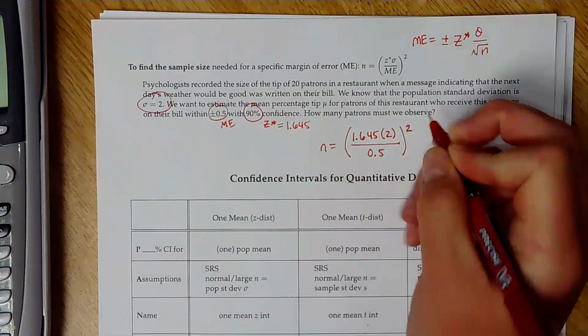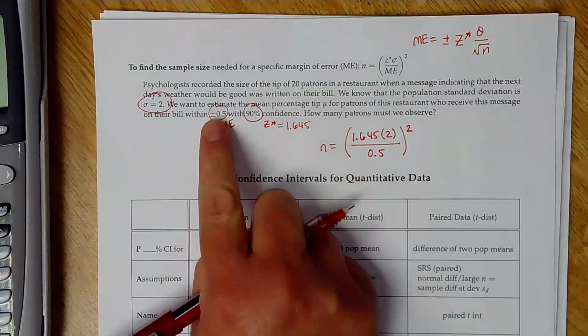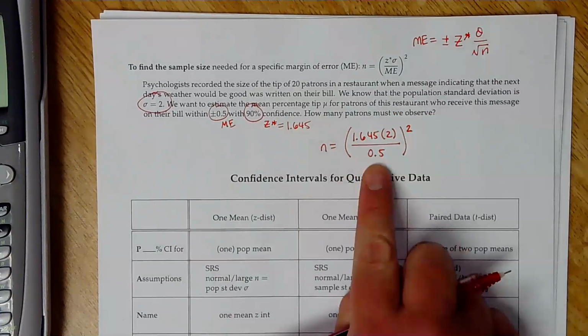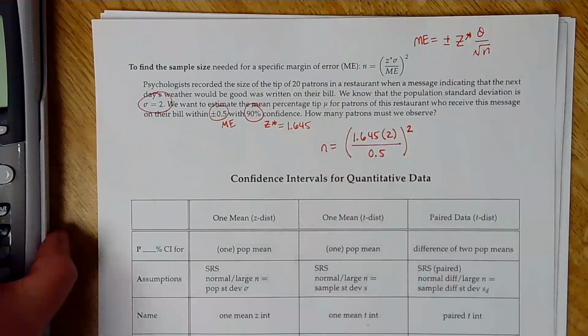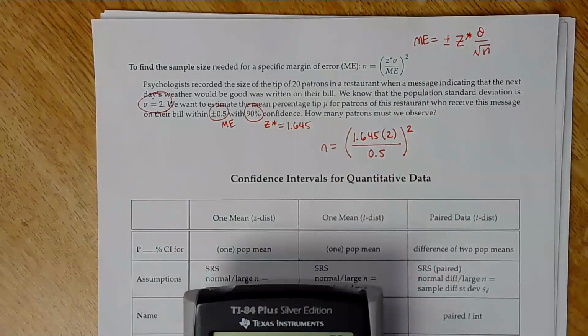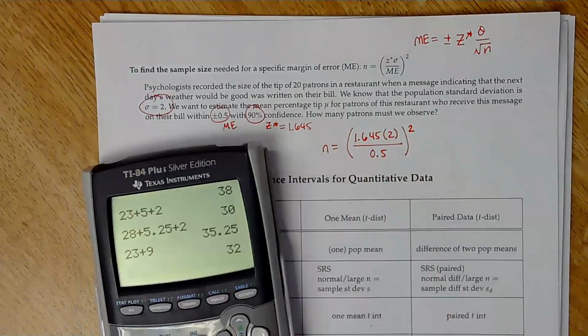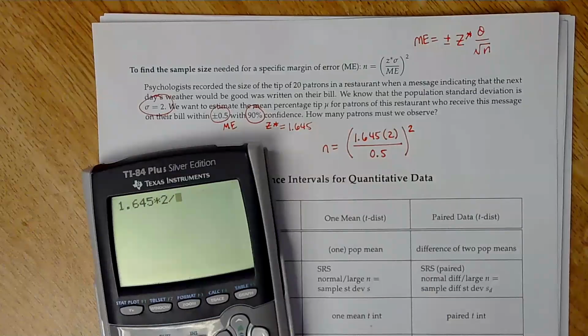squared. So that margin of error will always show up in the problem as a plus or minus, and we'll just take the plus or minus off when we put it in here. One of the reasons for that is because we square it, so when we square it, it's going to end up positive anyway. All right, so let's see what I get. I have 1.645 times 2 divided by 0.5, and then we'll square that number.